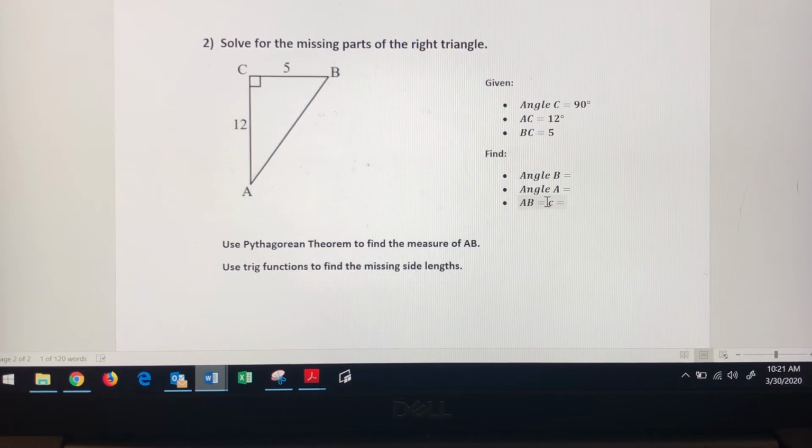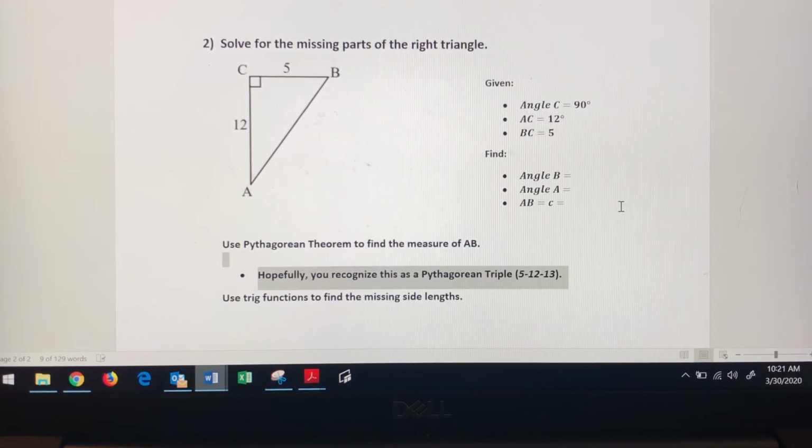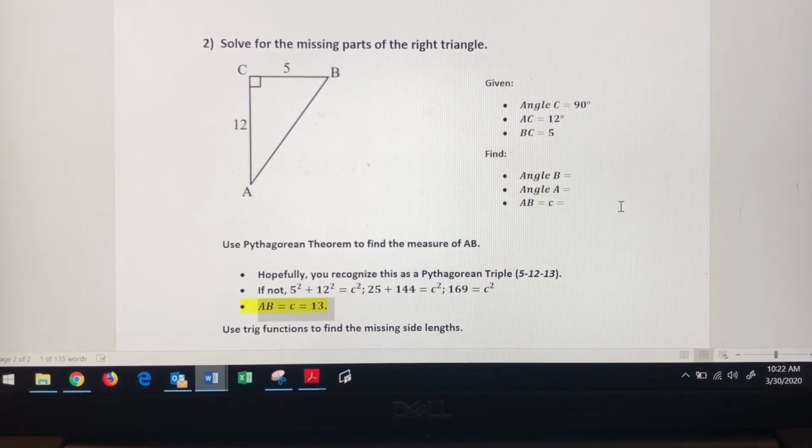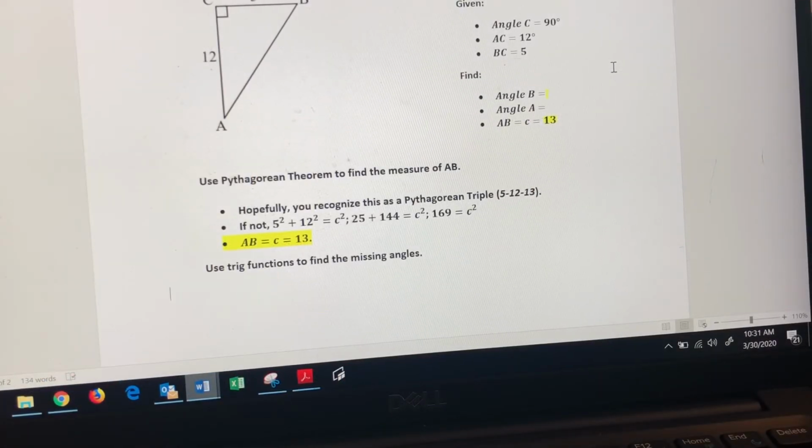So the first thing we need to do here is use the Pythagorean theorem to find the measure of AB. Hopefully you recognize this as a Pythagorean triple, that 5, 12, 13 triple. But if you don't, you can use the Pythagorean theorem. Eventually we'll get to c squared equals 169, and that gives us the hypotenuse having a length of 13. So side C equals 13. So now on to find the missing angles. We need to find angles A and B, and I'm going to use trig functions and then inverse trig functions because we're solving for angle measure.